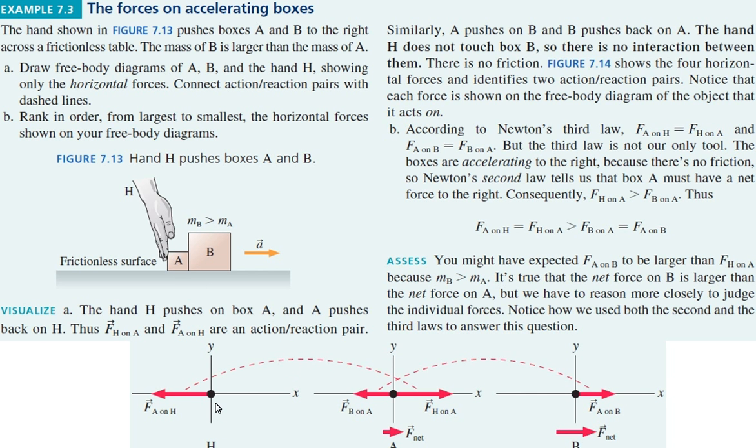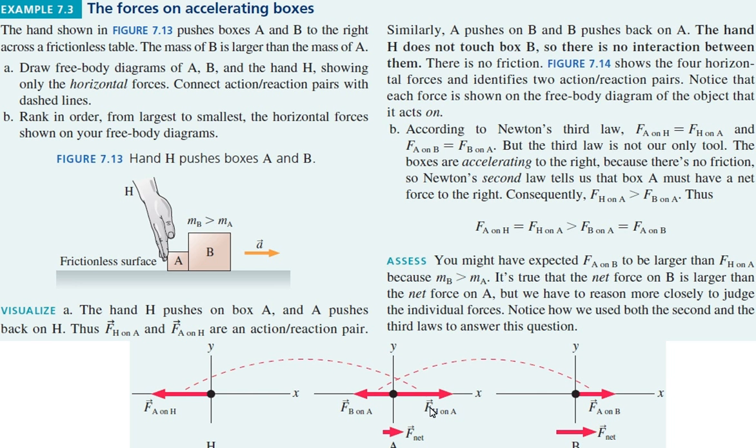So starting with block A, which is in the middle here. Block A is going to experience two horizontal forces. It's going to experience the force of the hand on A. That's a contact force pushing it to the right. But since it's in contact with block B, there is a backward, leftward force of B on A.